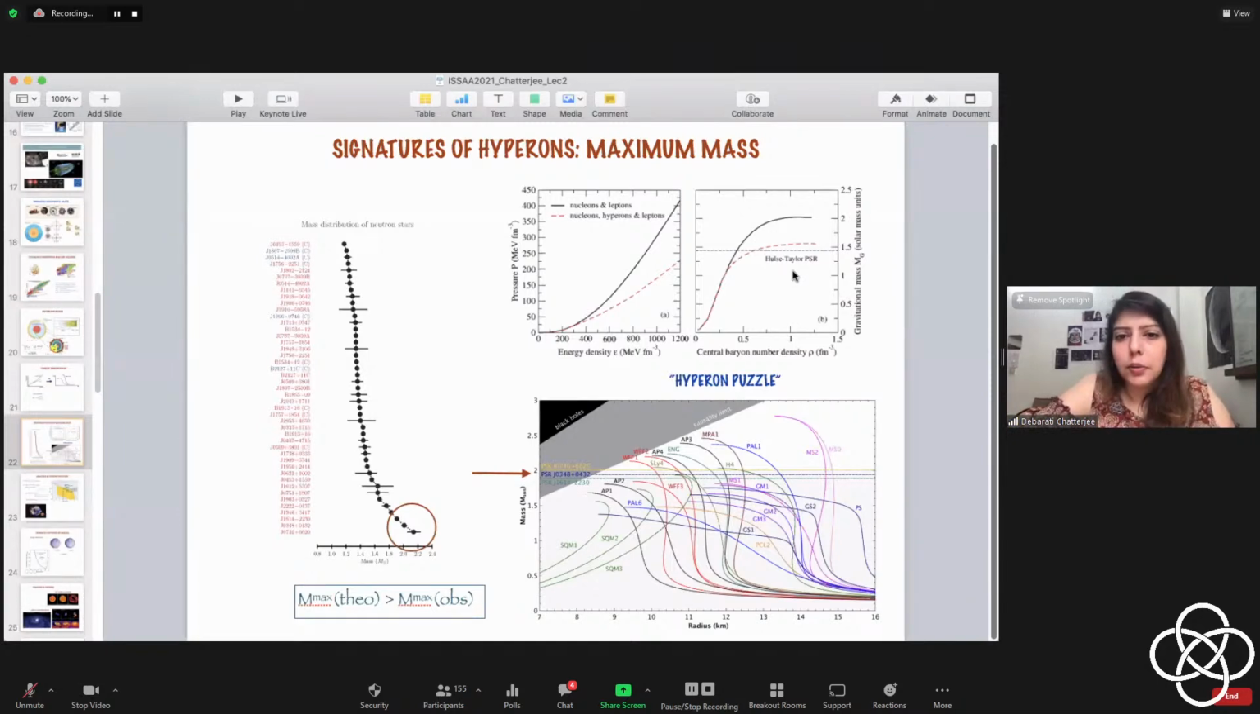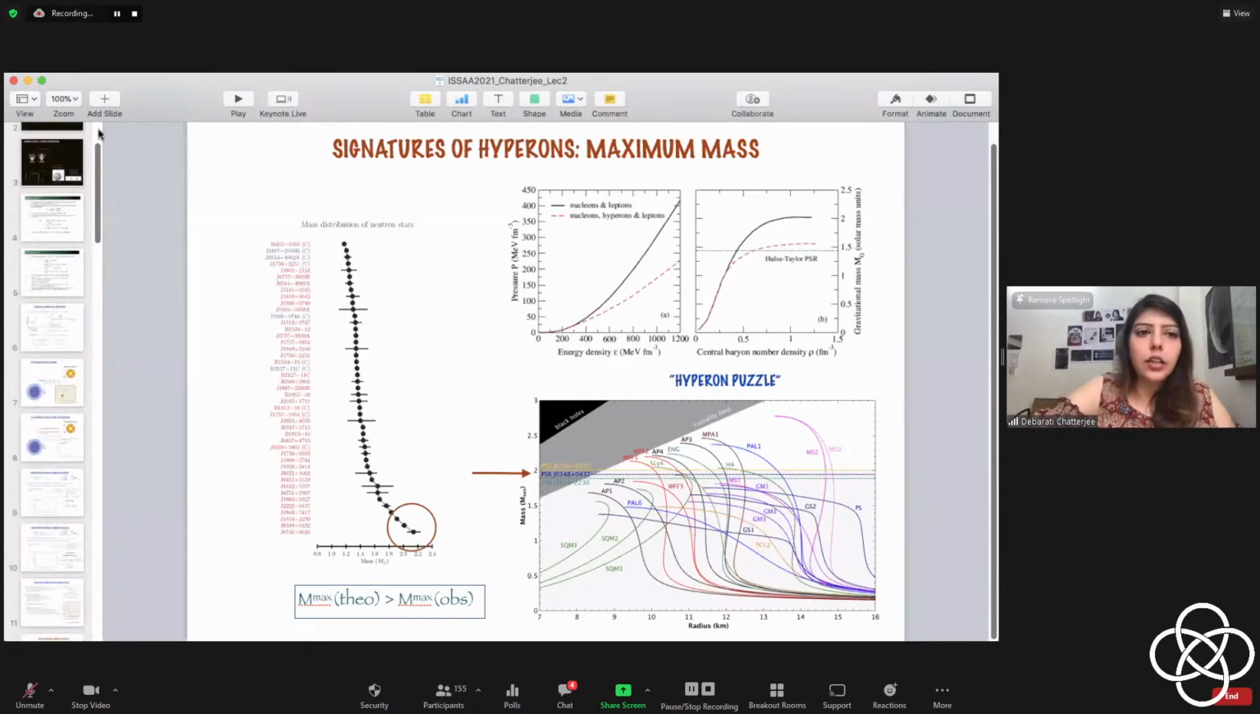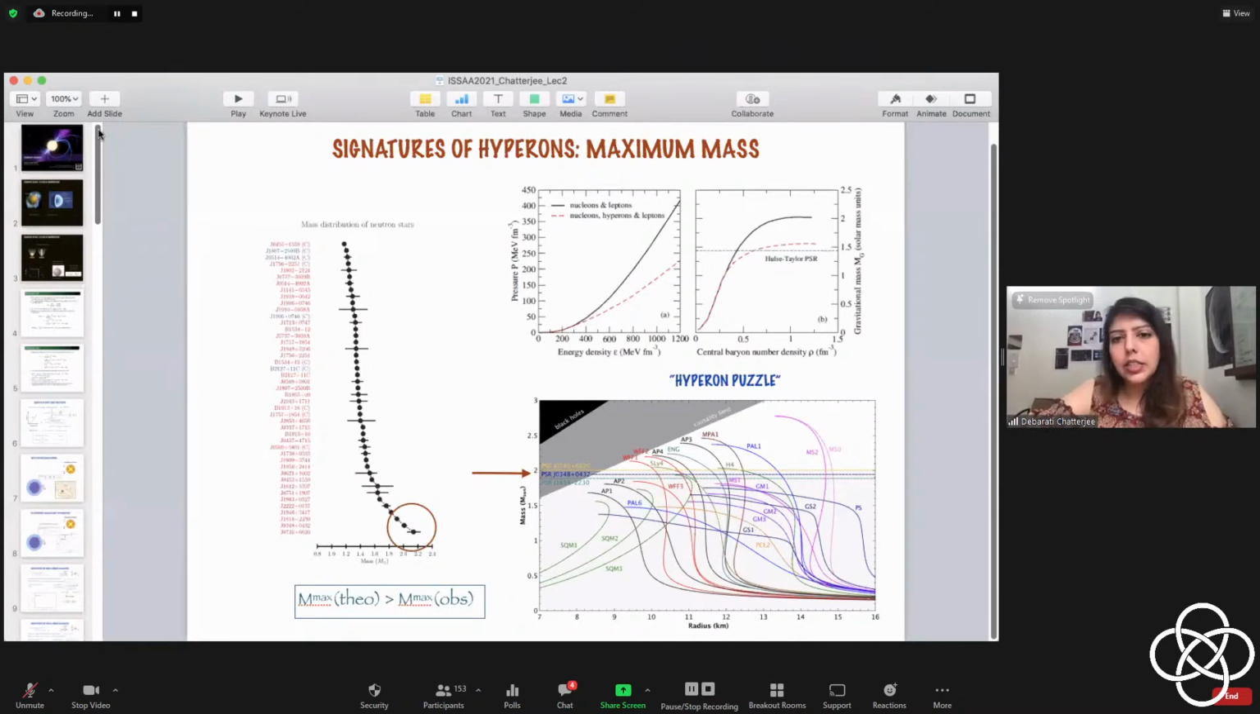So, what is the ultra-relativistic state? Like I said, the ultra-relativistic state is when the momentum of the particles is much larger than the rest mass of the particle. This limit is called the ultra-relativistic limit.